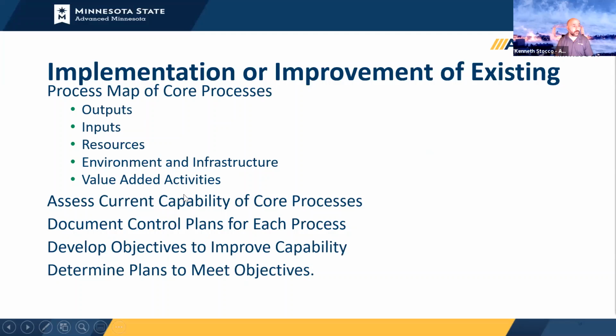And then the next thing is we would map all the core processes, in a chain like Heath described, including the outputs, inputs, resources, the work environment and the infrastructure, and then what the value-added activities are within those processes. And again, we have another assessment, assess the current capability, document control plans for each process, develop objectives to improve the capability, and then determine the plans to meet the objectives.